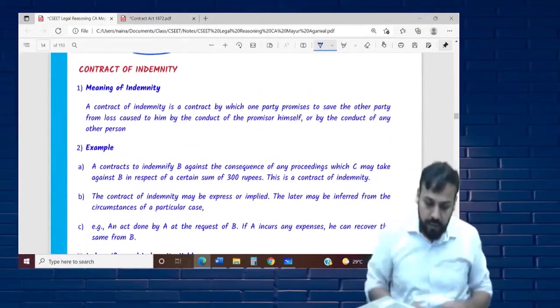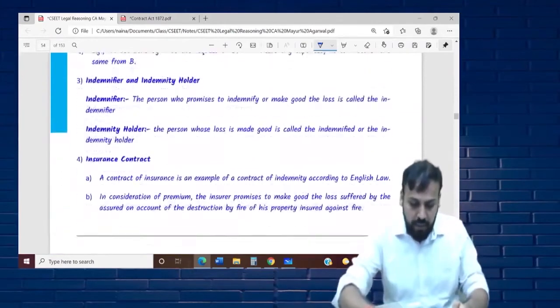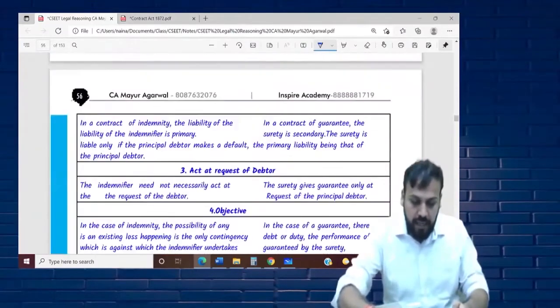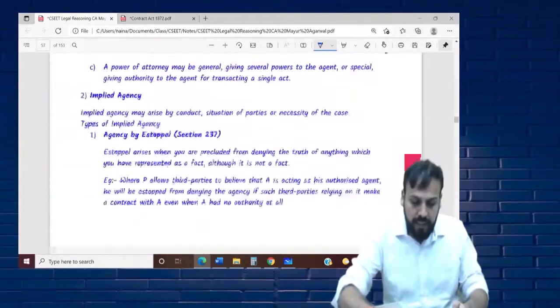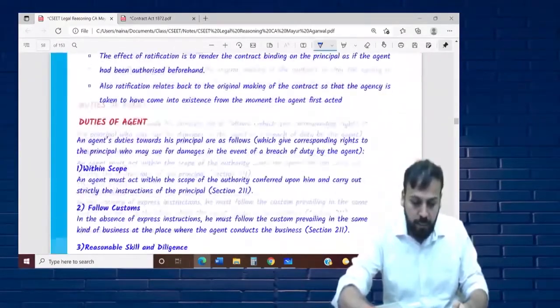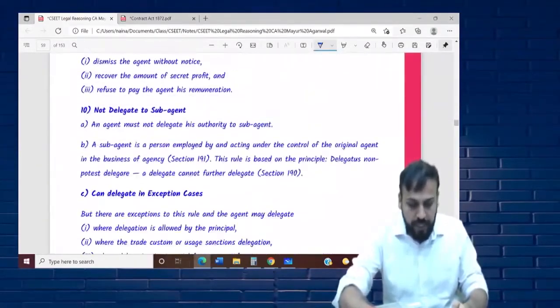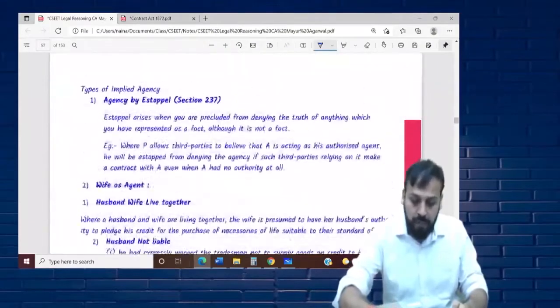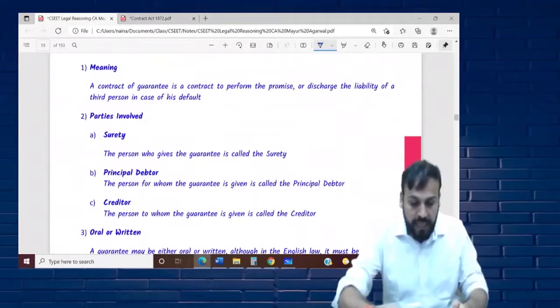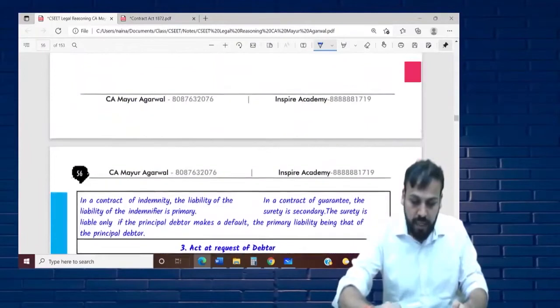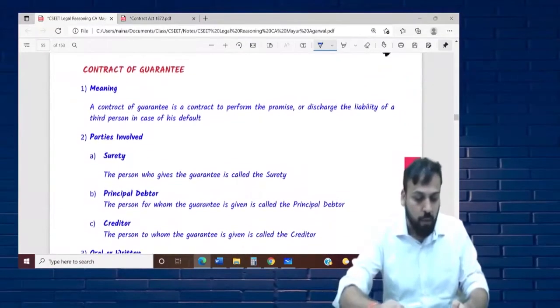So now this was about your contract. Now we are coming towards indemnity, then we are trying to complete guarantee, and then some part of agency, which major part I'll try to complete. The major thing is done for the contract. But now I'm coming towards the guarantee contract. Let us understand it. What is guarantee?